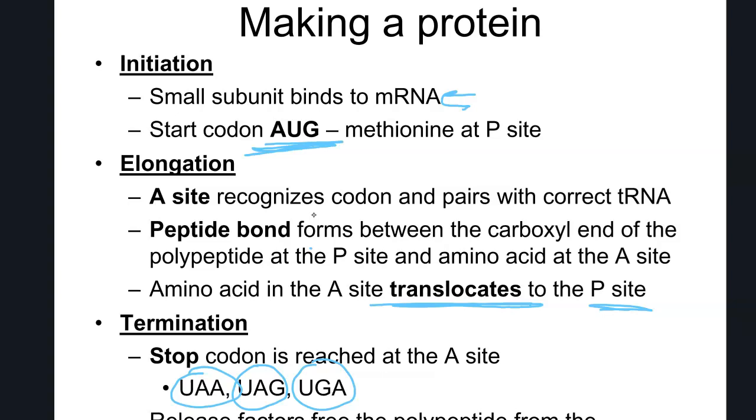It's a continuous process, right? So it goes three at a time until it reaches one of these: UAA, UAG, or UGA. Once it gets to that point, there's something called a release factor that comes in. It's just a molecule that will bind and make the whole thing fall apart. So now you have this long chain of amino acids, which is really your protein, but it has to be folded in order to be the functional protein. So as it is, it's not a fully functional protein until it goes through the folding process.